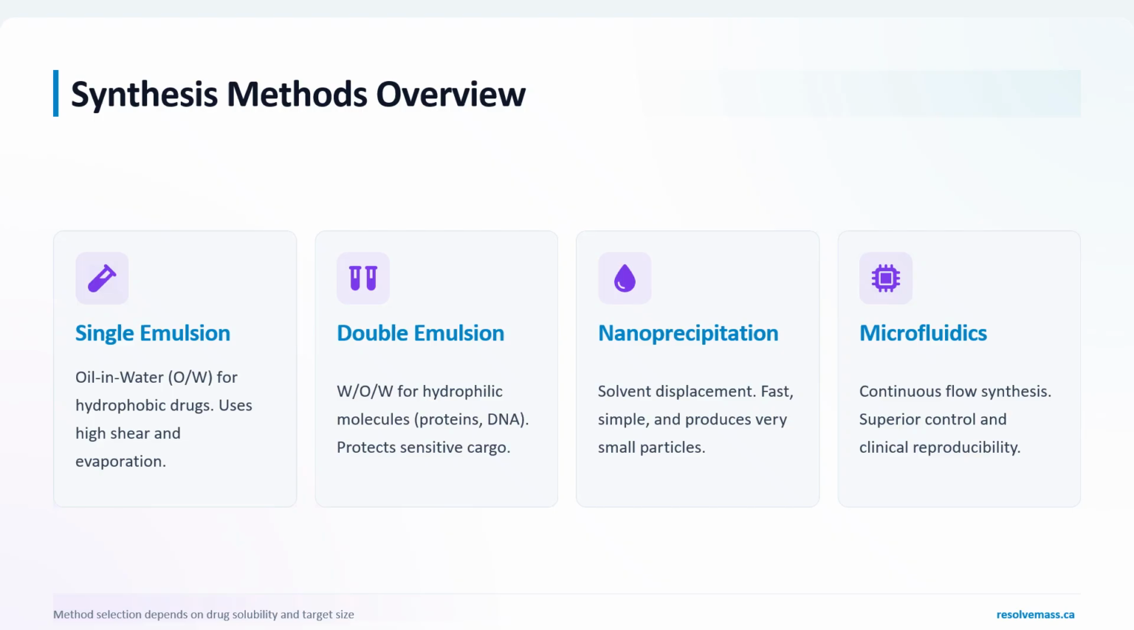Several techniques exist for synthesizing PLGA nanoparticles, and choosing the right one depends primarily on the drug's solubility and the desired particle size. Each method has unique advantages and is optimized for specific types of molecules. For example, the single emulsion method works well for hydrophobic drugs, while double emulsion is better suited for hydrophilic compounds like proteins or DNA.